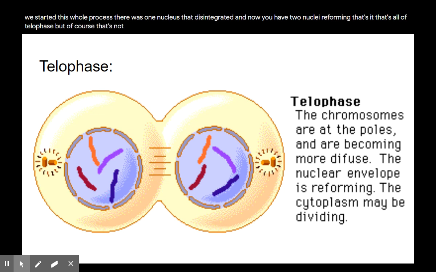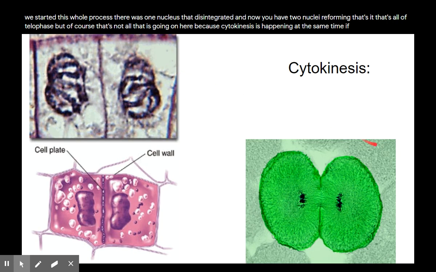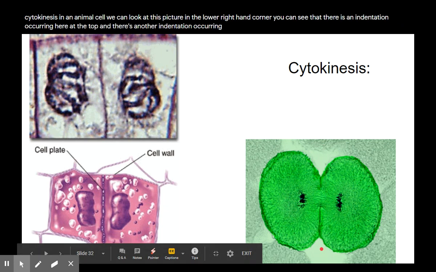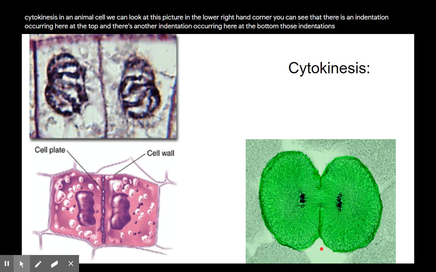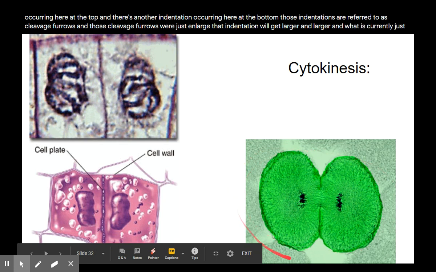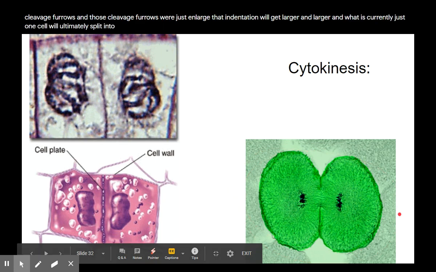But of course, that's not all that is going on here because cytokinesis is happening at the same time. If we think about cytokinesis in an animal cell, we can look at this picture in the lower right-hand corner. You can see that there is an indentation occurring here at the top, and there's another indentation occurring here at the bottom. Those indentations are referred to as cleavage furrows, and those cleavage furrows will just enlarge. That indentation will get larger and larger, and what is currently just one cell will ultimately split into two.